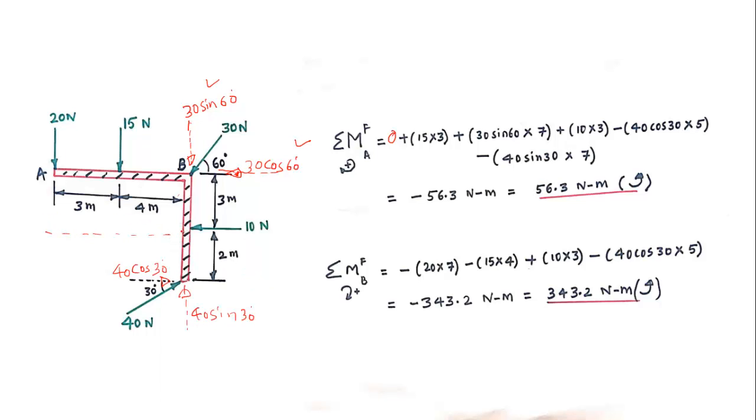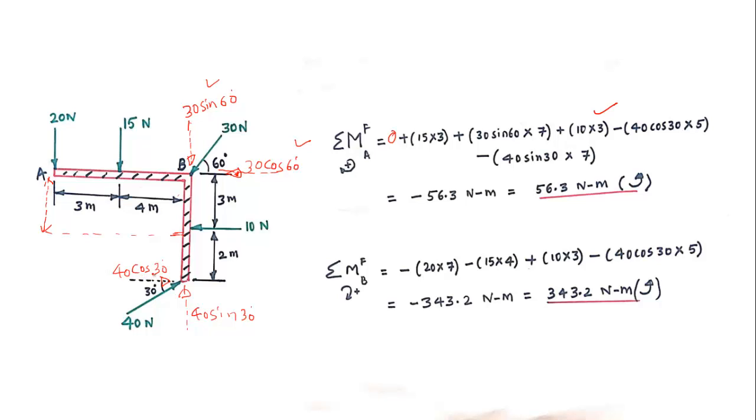Perpendicular distance is, now this is the line of action. This is the line of action of the 10 Newton force. Somewhere here. Now this is the perpendicular distance to the line of action of the force. So this distance is 3 meters. Therefore 10 into 3.